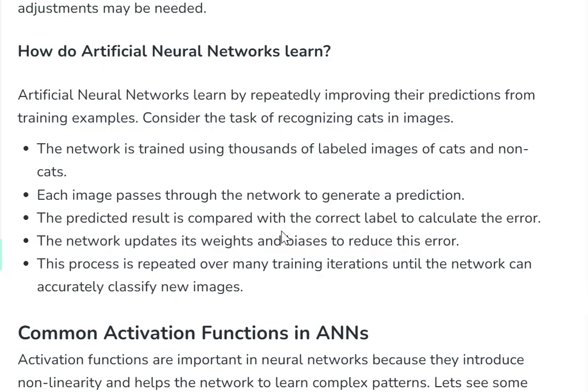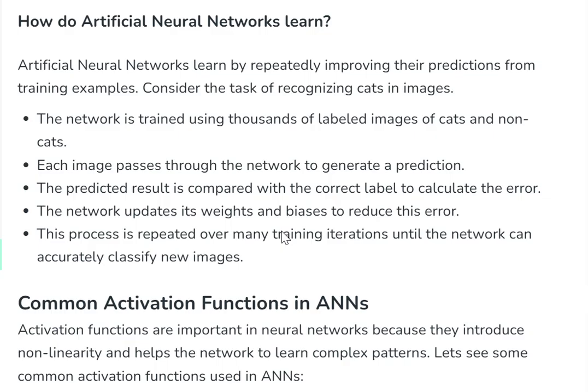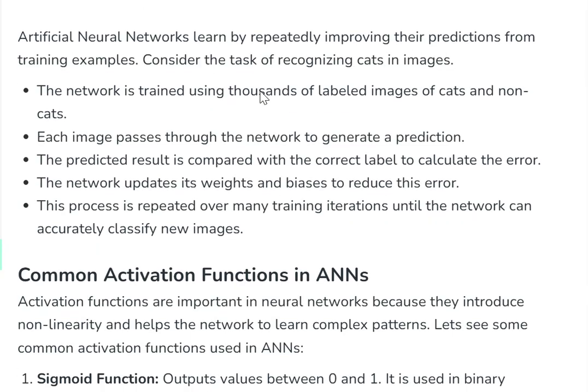The network is trained using thousands of labeled images, cats and non-cats. Each image passes through the network to generate a prediction. The predicted result is compared with the correct label. To calculate the error, the network updates its weights and biases to reduce the error. So that is the use of artificial neural networks.